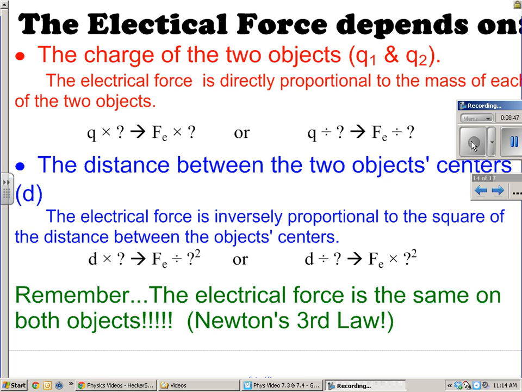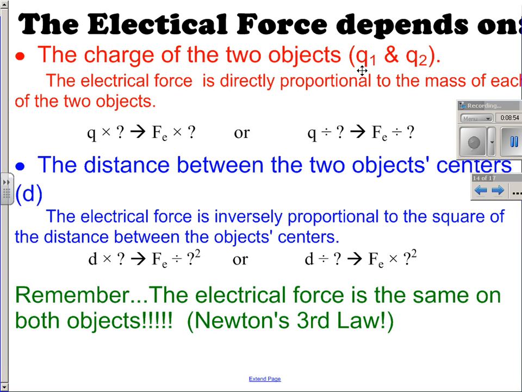Here we go. So electrical force depends on the charge of the two objects. Remember, gravitational force depended on mass 1 and mass 2. Now we're talking about electrical force, which doesn't depend on mass, it depends on charge. And it turns out that the amount of electrical force is directly proportional to the charge of each of the two objects.